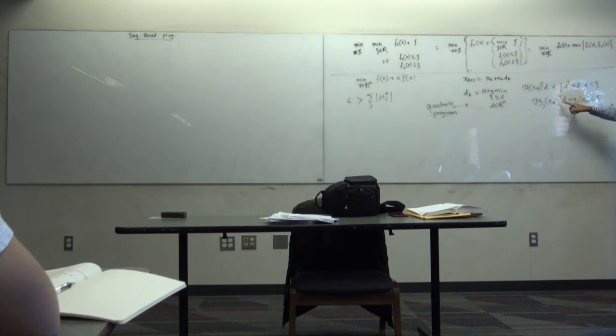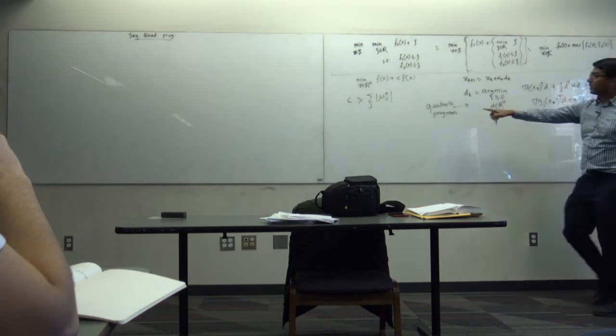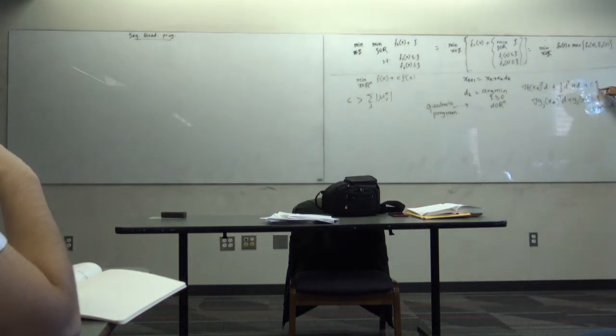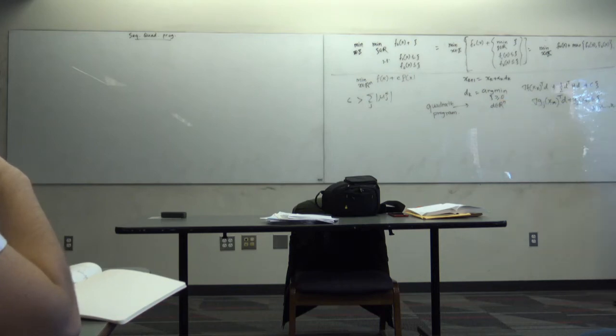Yes, this is the constraint on d. This is the gradient of g_j transpose d plus g_j of x_k less than or equal to c. These are the inequality constraints, yeah. And c, yeah, that's what we are discussing: how do we know what the value of c should be? Oh, c is part of the optimization, part of the variables over which the minimization is taking place. What do you mean by is given? It's not a constant, it's a variable within the optimization problem.